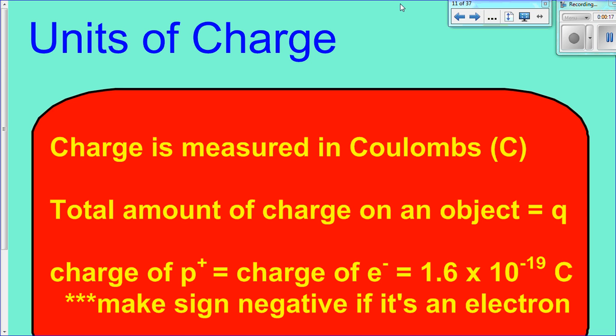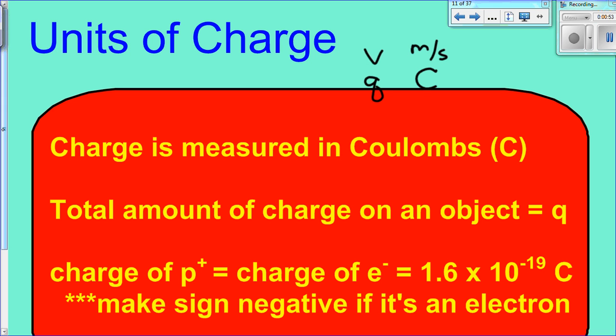So charge is going to be measured in a unit called coulombs, and coulombs has the capital letter C as the unit. Now, the total amount of charge on an object is going to be represented by the lowercase letter q. And so whenever you see q, that is the variable for charge. So q is the variable and C is the unit. Just like if you were to say, what's the variable for velocity? Variable for velocity is v, but it's measured in meters per second. In the same way, the variable for charge is q, and it's measured in coulombs.